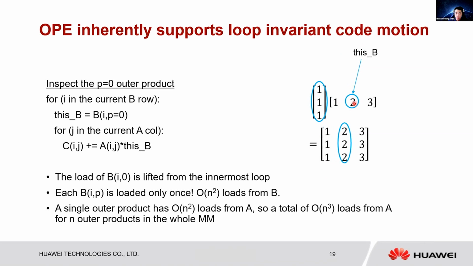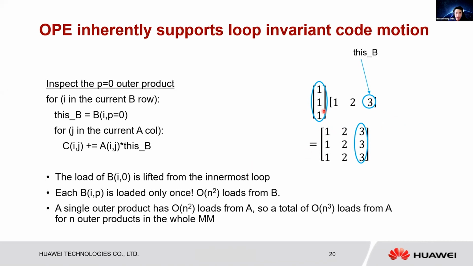And then you just go to the next one in the B row, and you go to the next one in the B row. So now everything in B is loaded outside of the innermost loop, which means the number of loads is decreased by an order of n. Originally, there are n cubed loads from B, so now it only has n squared loads, which is the minimum number of loads needed because there are n squared elements in B.